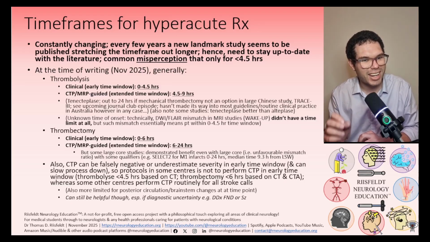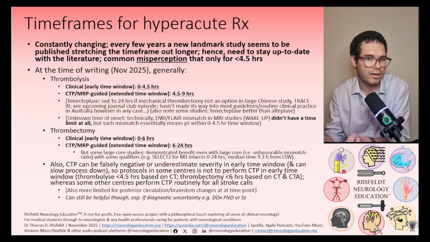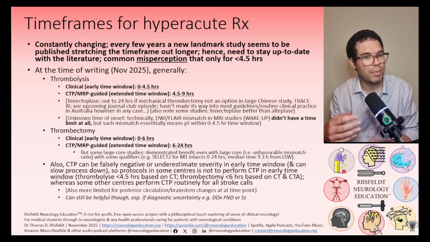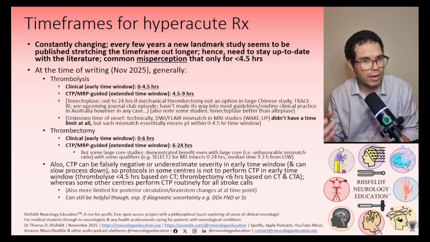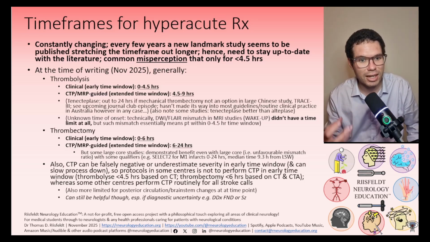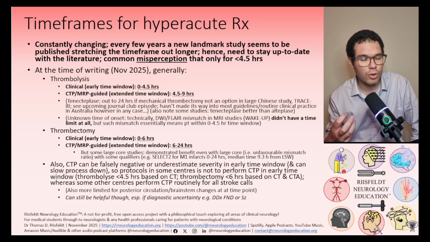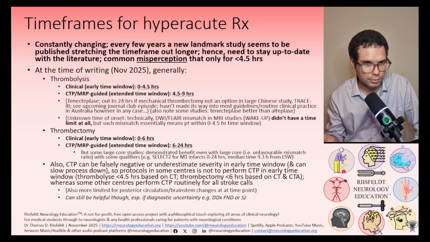Now, what about the extended time window? This is between 4.5 hours and, for the most part, 9 hours. And this is when thrombolysis may be an option based on advanced perfusion-guided imaging. In Australia, that's almost always a CT perfusion, but it could also be an MR perfusion in some instances in Australia or in other places overseas.